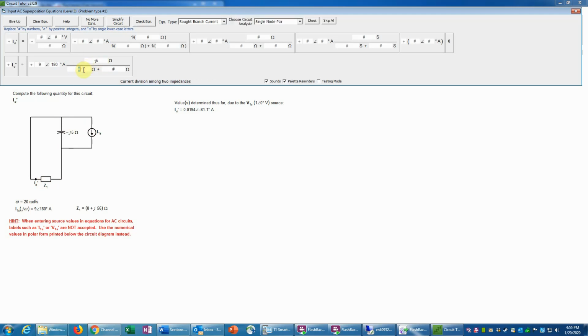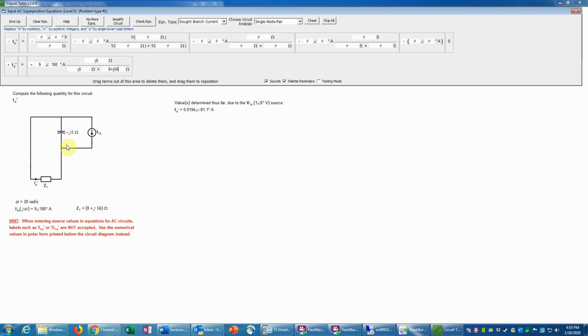And we'll also put that down here. And then the Z1 impedance, go down here. That's 8 plus J56. That's notated below the circuit diagram since there might not be room for that long number on the circuit diagram.